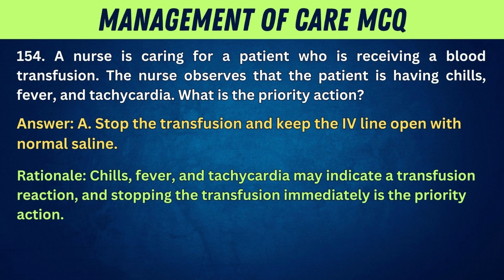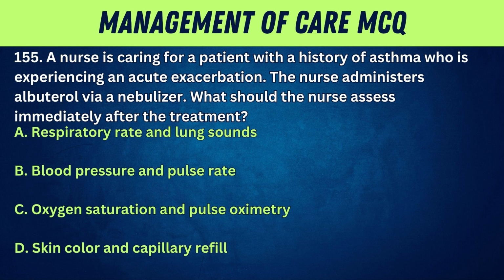Answer: A. Stop the transfusion and keep the vein line open with normal saline. Rationale: Chills, fever, and tachycardia may indicate a transfusion reaction, and stopping the transfusion immediately is the priority action. 155. A nurse is caring for a patient with a history of asthma who is experiencing an acute exacerbation. The nurse administers albuterol via a nebulizer. What should the nurse assess immediately after the treatment?